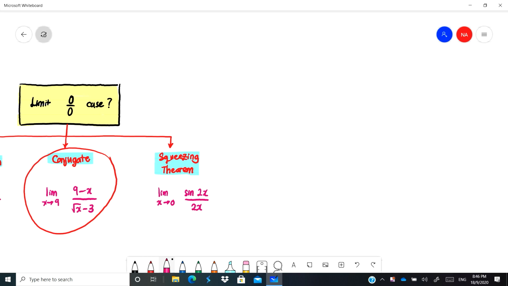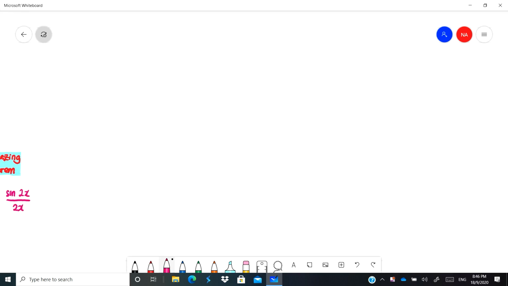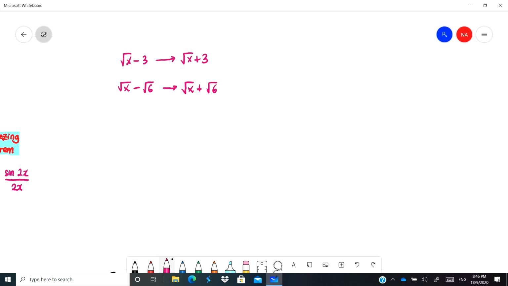If you have something like square root x minus 3, the conjugate will be square root x plus 3. If you have square root x minus square root 6, the conjugate will be square root x plus square root 6. What if you have an addition? For example, 6 plus square root y, the conjugate will be 6 minus square root y.